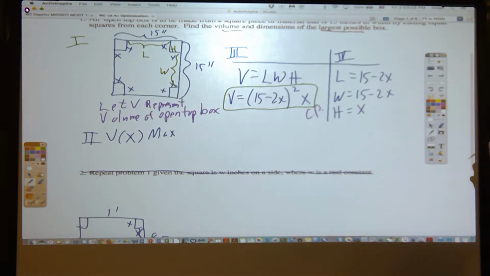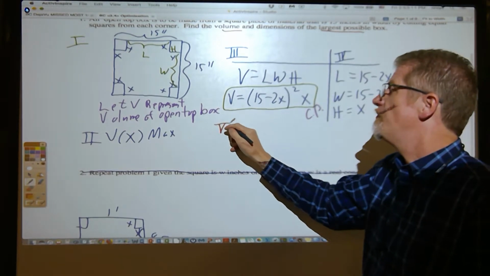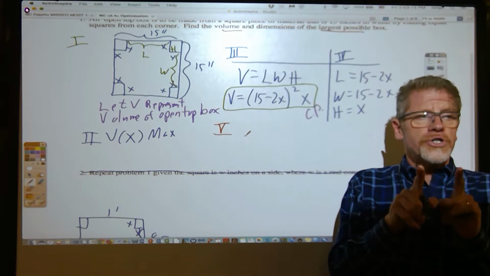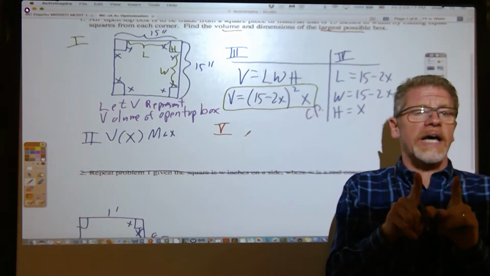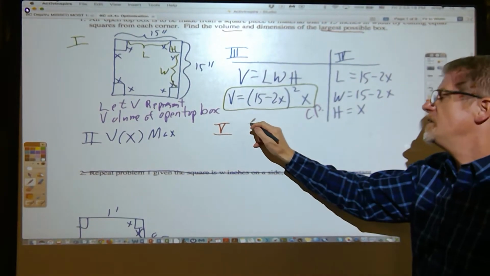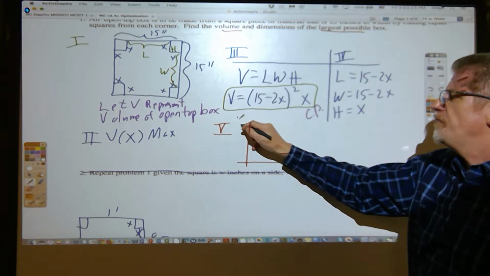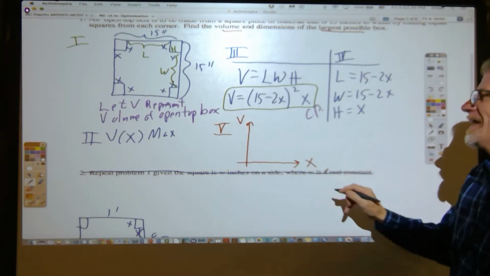Now, Roman numeral 5, we always skipped it in related rates. And you can still skip Roman numeral 5. It's optional. But I'm going to show it to you anyway, because sometimes it's a good idea to do Roman numeral 5. In red, because it's not required. V as a function of x.